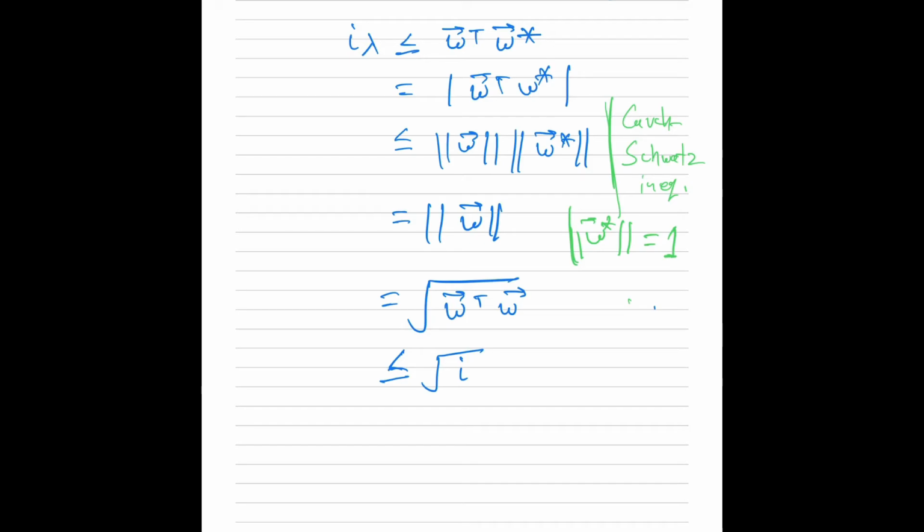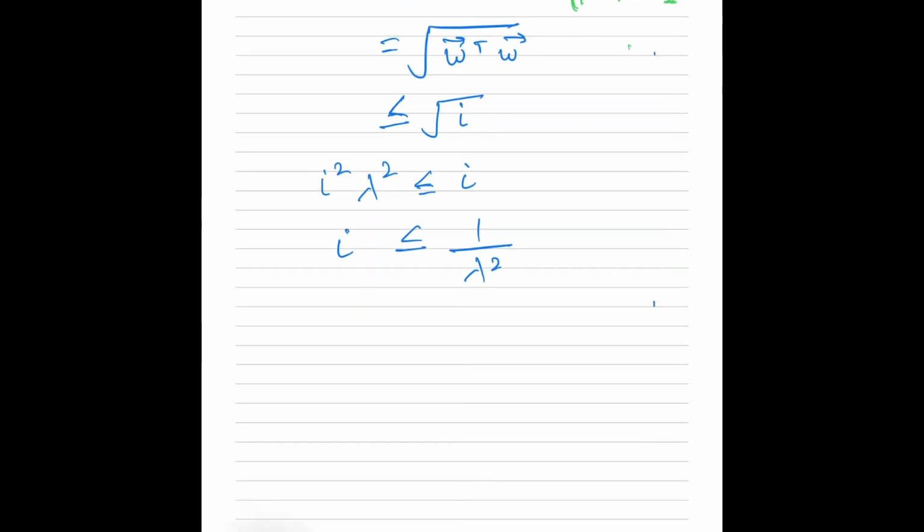Now if we square both sides, that will be I squared lambda squared is less than or equal to I, so my I would be less than or equal to 1 by lambda squared. So I get this relation that my I would be less than or equal to 1 by lambda squared. So it can make at most I iterations, and we get I updates, so it cannot be more than 1 by lambda squared updates.